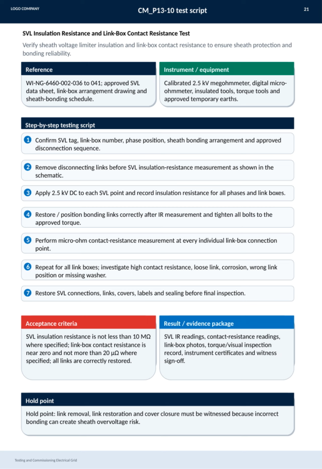We document everything with IR and contact resistance readings, photos, torque and visual inspection records, instrument certificates, and witness sign-offs, ensuring full traceability and compliance.